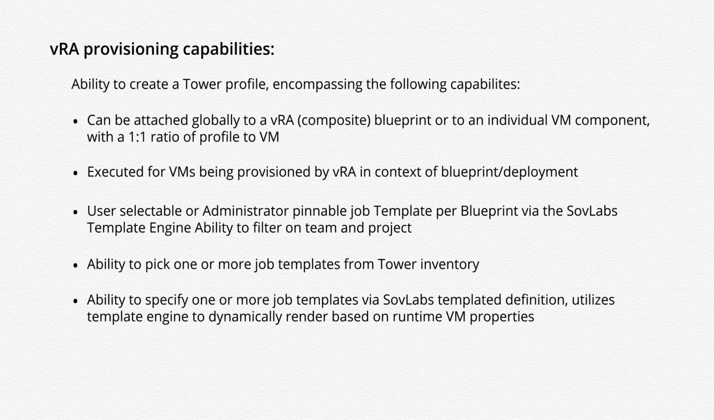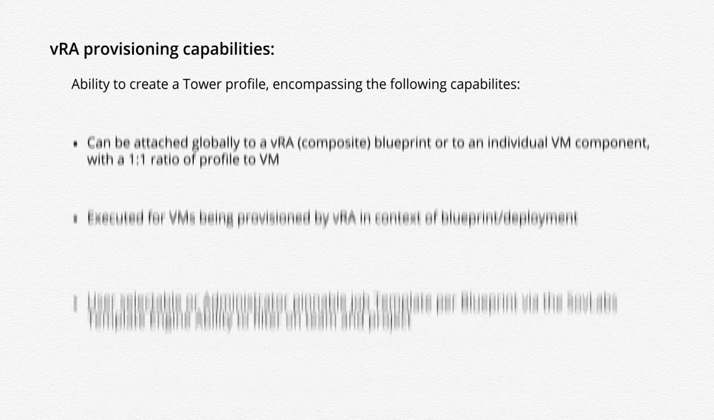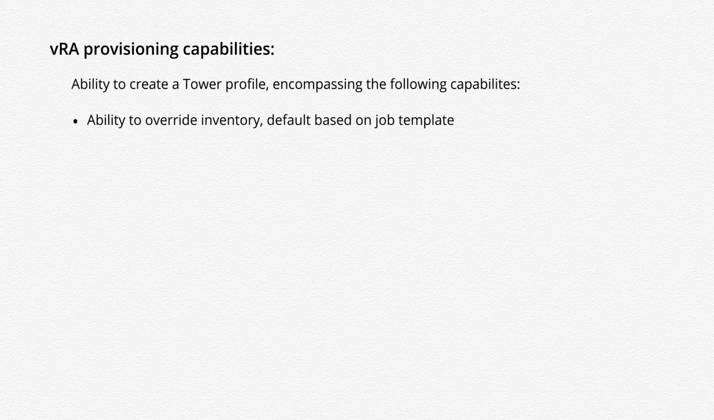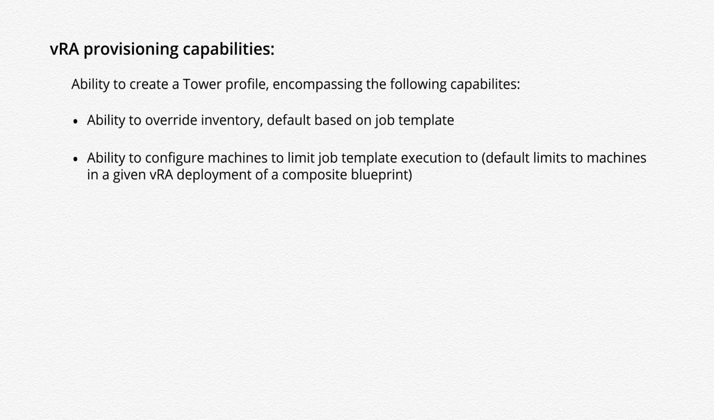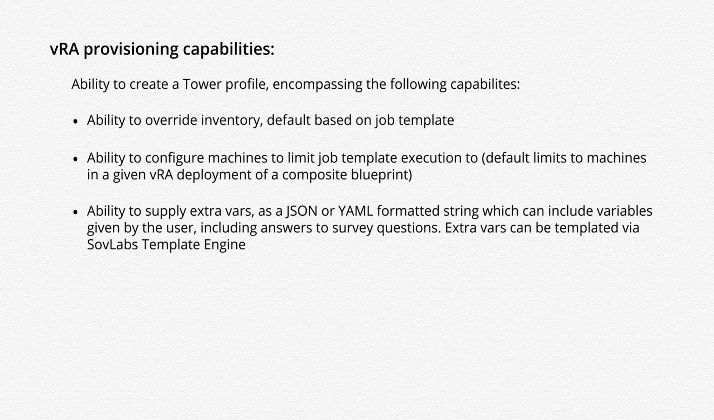The ability to specify one or more job templates via SovLabs templated definition, utilizing the SovLabs Template Engine to dynamically render based on runtime VM properties. The ability to override credential selection using credentials defined in Tower. The ability to override inventory, default based on job template. The ability to configure machines to limit job template execution, default limits to machines in a given vRA deployment of a composite blueprint. The ability to supply extra variables as a JSON or YAML formatted string which can include variables given by the user, including answers to survey questions. Extra variables can be templated via SovLabs Template Engine.